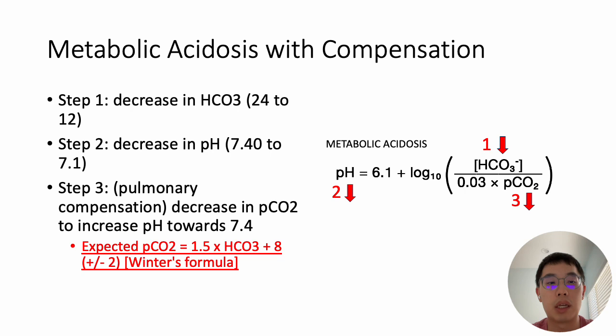We use this formula here, called the Winter's formula, which is the expected PCO2 is equal to 1.5 times the bicarbonate plus 8, plus or minus 2, to help predict the expected PCO2 for the bicarbonate level that we see. There are other shortcuts that you can use to help estimate the predicted PCO2, but this is one of the more common ways to make a more accurate prediction of what the PCO2 should be for any level of bicarbonate in our body in the setting of a metabolic acidosis.